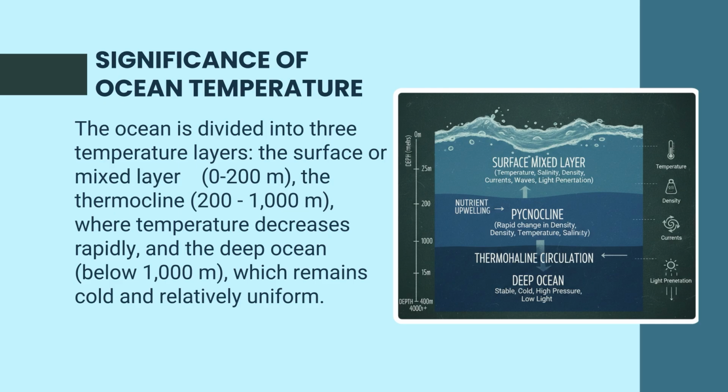The ocean is divided into three temperature layers: the surface or the mixed layer, which is from 0 to 200 meters, that is from sea level to 200 meters depth; the thermocline, that is from 200 meters to 1000 meters depth, and the temperature decreases rapidly here in the thermocline layer; and the deep ocean, which is below 1000 meters and which remains relatively cold and relatively uniform.